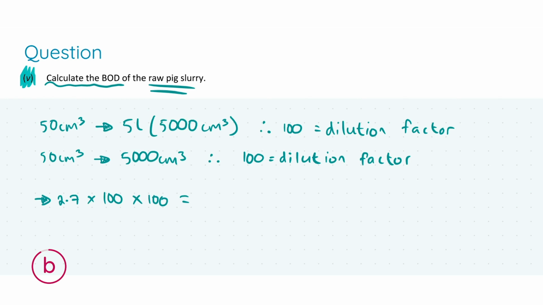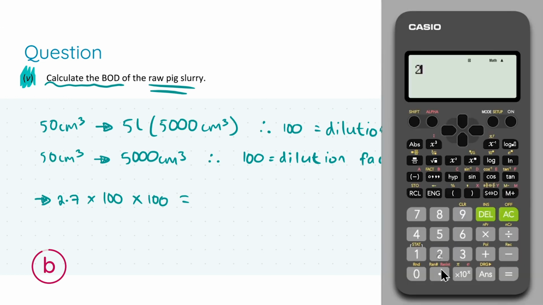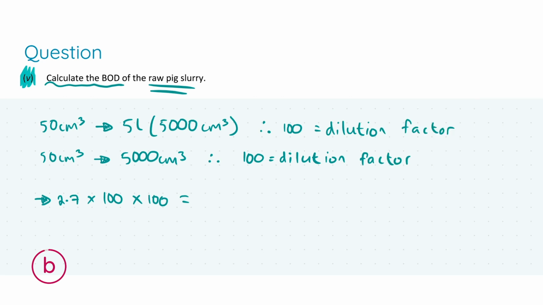Once again, the reason we're multiplying by 100 twice is because we diluted it once and then took another sample of that and diluted it again, which basically means that we diluted it twice. Plugging this into our calculator, we have 2.7 times 100, and then we multiply that by 100 again, and we get a value of 27,000 parts per million. So basically 27,000 parts per million is our BOD for our original pig slurry sample. So I'm just going to write that out now in full: 27,000 parts per million, where ppm stands for parts per million.